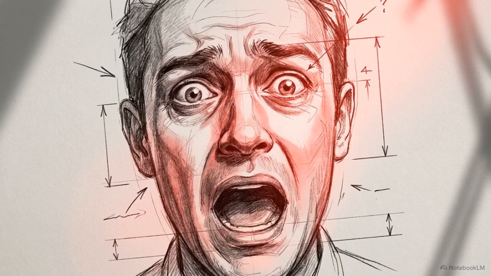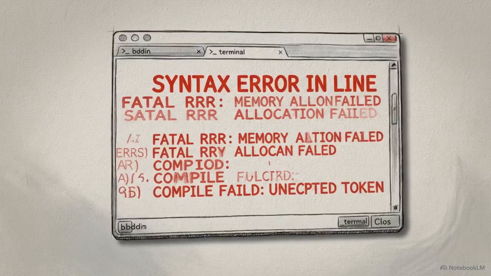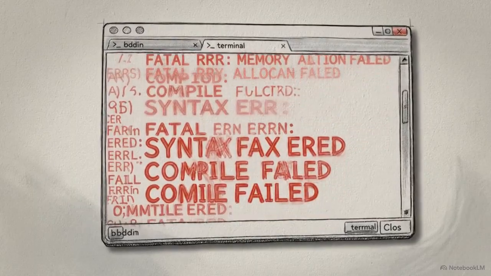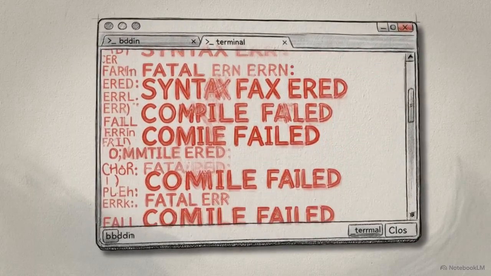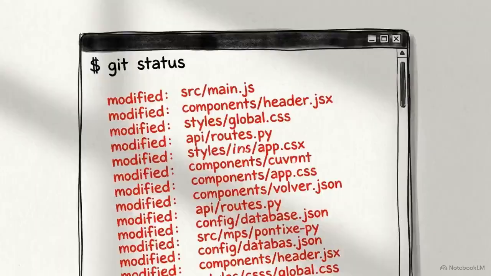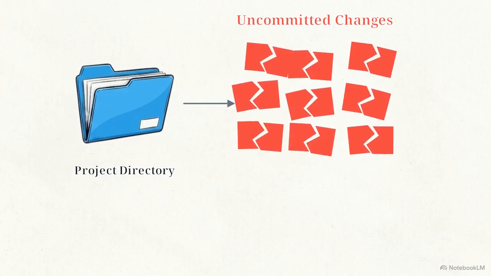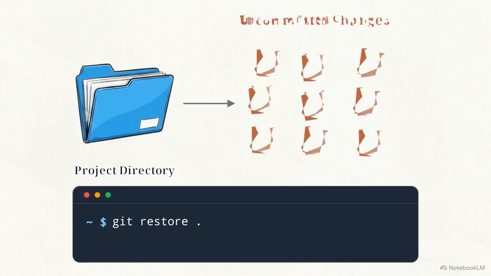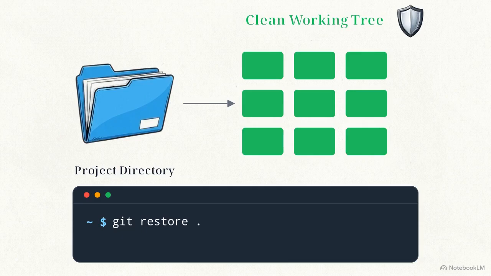Let's look at a sudden disaster scenario. You instruct the AI agent to execute a massive multi-file refactor. It runs the changes, but the resulting code is completely broken. Before you panic, run git status. This command shows you the exact blast radius of the AI's uncommitted modifications across your directory. To instantly wipe out all of those uncommitted changes, type git restore . Your entire directory reverts back to the clean state of your last commit.